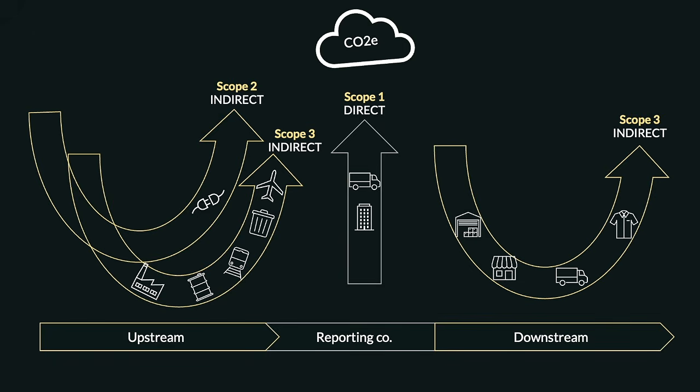A downstream Scope 3 emission could be at the end of life of those t-shirts as it decomposes in a landfill, the emissions that come from that process. And that's just a sampling of what it could look like. So I know that that's a lot to take in and it might seem overwhelming, but it gets easier the more familiar you are with this emissions accounting framework.